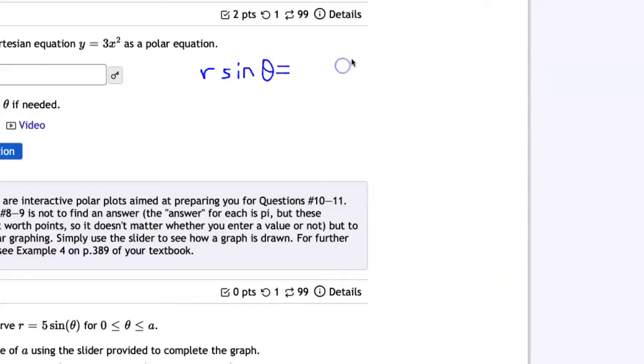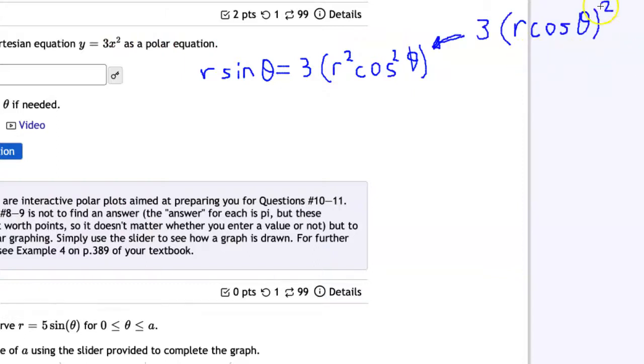And x gets replaced with r squared cosine squared theta, which is the square of r cosine theta. So I really should have written it this way first. I'm squaring r cosine theta, and that results in r squared cosine squared theta. Okay, so now what do we do?